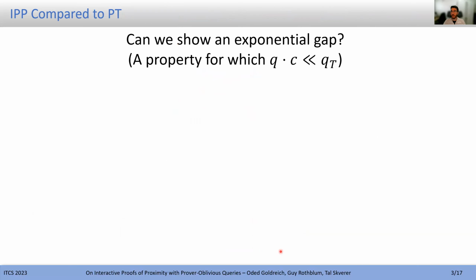So a natural question to ask is, well, okay, we added a prover to the equation, and now did we really increase the power of the model? And specifically, we would like to show an exponential gap between property testing and interactive proof of proximity, which means to show a specific property for which we have a specific interactive proof of proximity, such that the query complexity times the communication complexity is exponentially smaller than the query complexity of any tester we can make for this property.